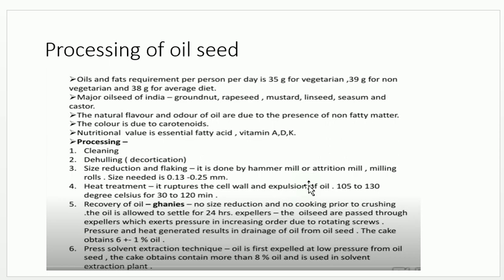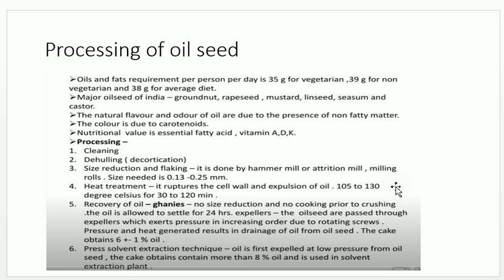Heat treatment ruptures the cell wall and causes explosion of air. A temperature of 105 to 130 degrees centigrade for 30 to 120 minutes is required for heat treatment of seed.